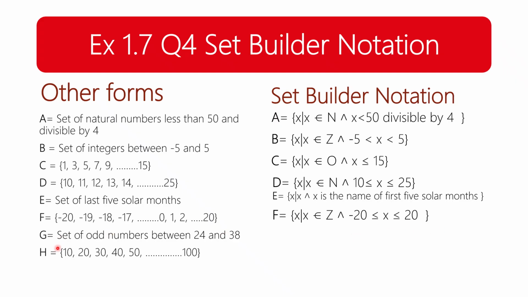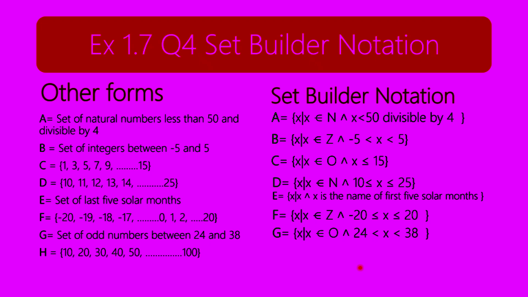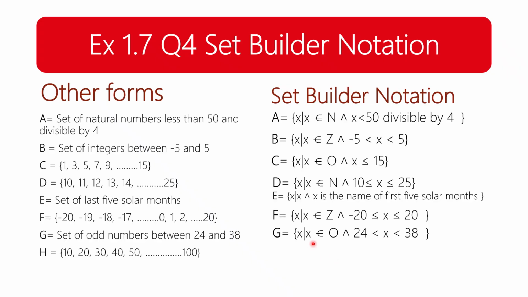Now we have G, the set of odd numbers between 24 and 38. It means the numbers between 24 and 38. As I have told you earlier, when we have the word between, we will write these symbols. So we can write it as G is equal to x such that x belongs to odd numbers and 24, these symbols, then 38. It means between 24 and 38.